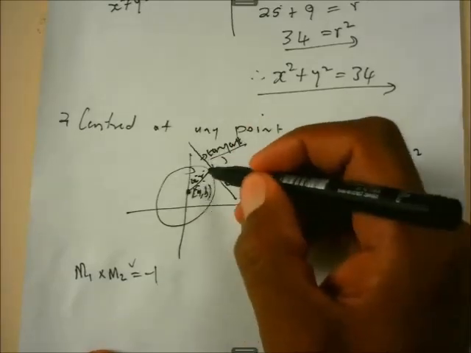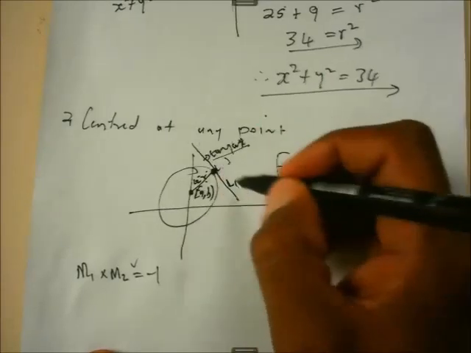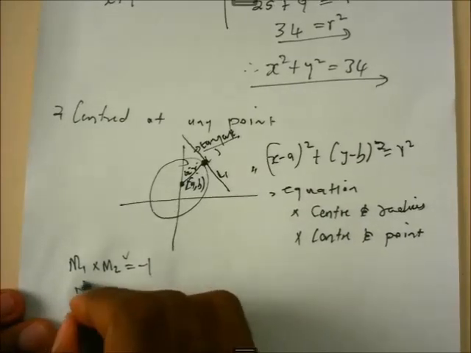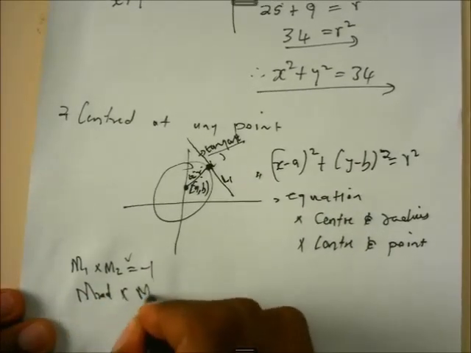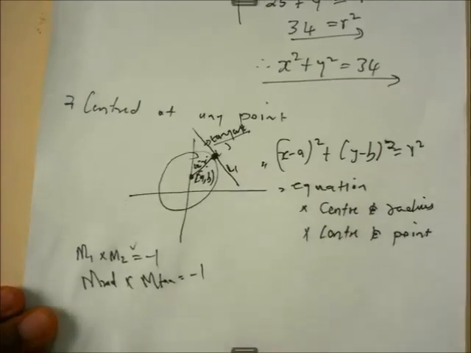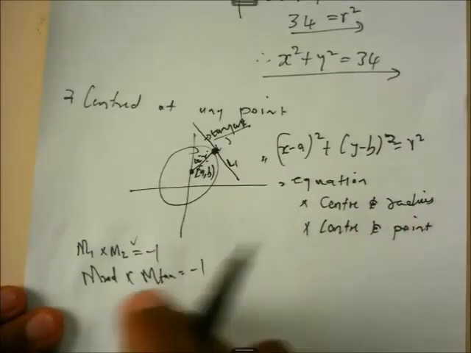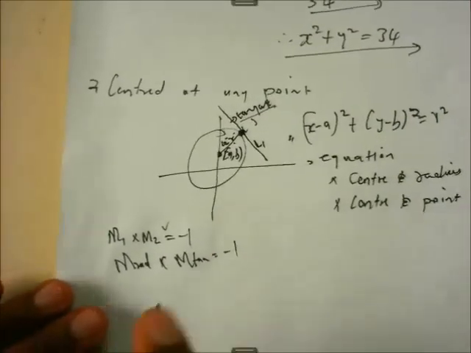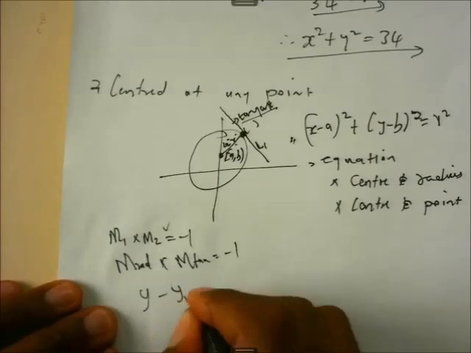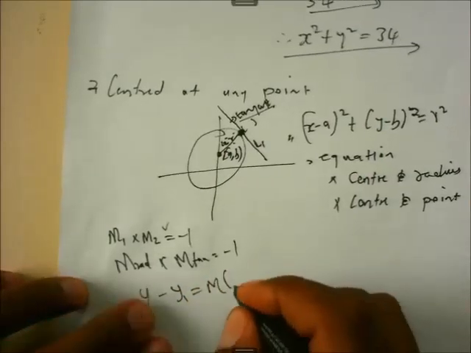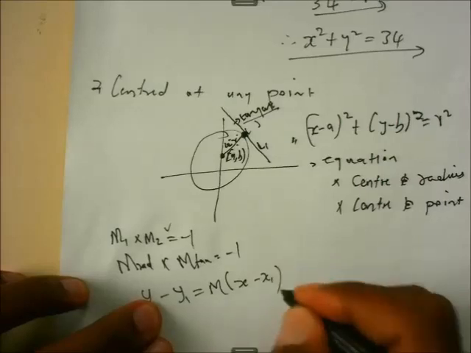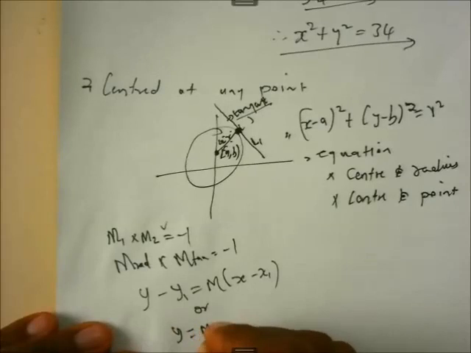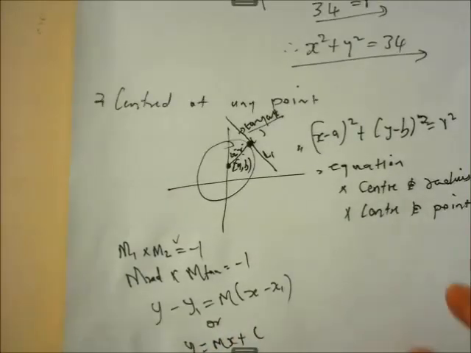That is why we need the radius, because you know that the radius is perpendicular to the tangent. Now, once you have that one, we say m radius multiplied by the m tangent is equal to -1, and therefore you find m tangent by dividing both sides by the gradient of the radius. And therefore, once you have the gradient, you remember the equation of the straight line, y minus y1 is equal to m into x minus x1, right? Or one can also say y is equal to mx plus c, right?